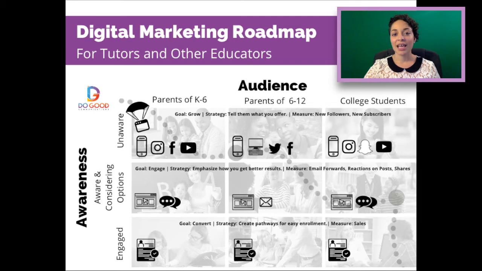For example, say we want to reach parents of K through 6 students who are unaware of our after-school math program. So our goal is to grow the number of parents who are aware of the math program. Our strategy is going to be to tell them who we are and what we offer across all of our digital properties. And we'll measure success by monitoring the number of new followers or subscribers to our social media platforms and/or our email list. What are the digital marketing tactics we'll use to reach them?